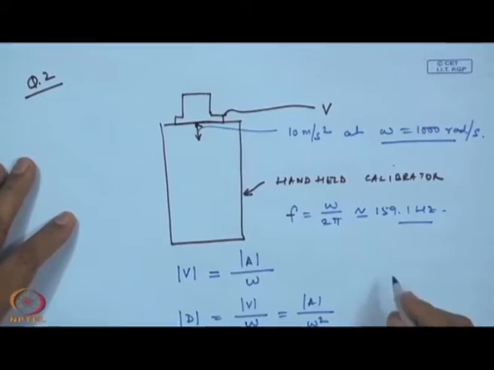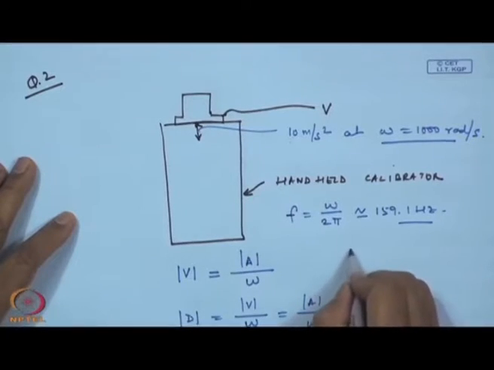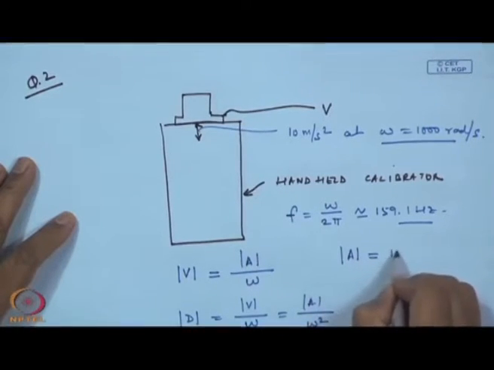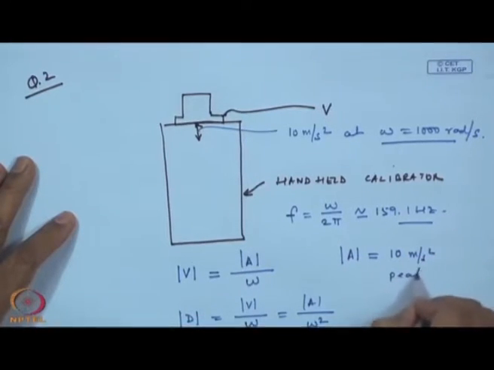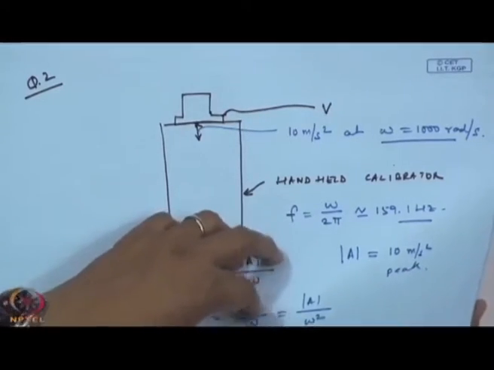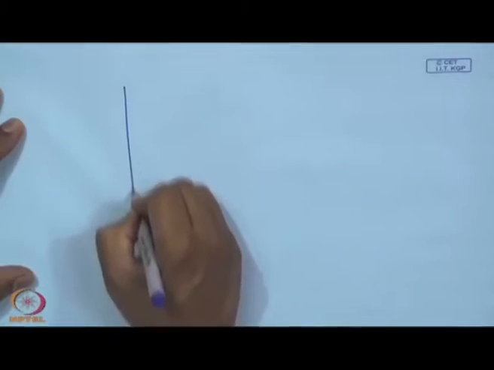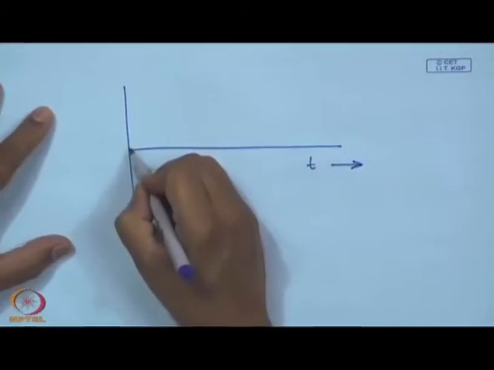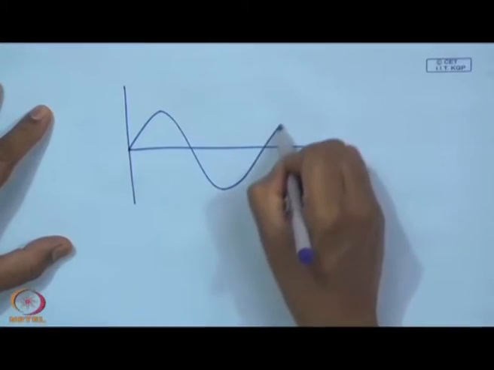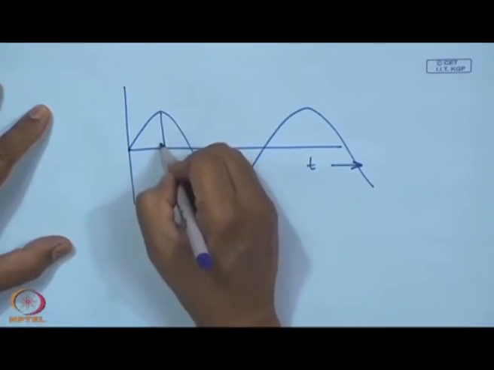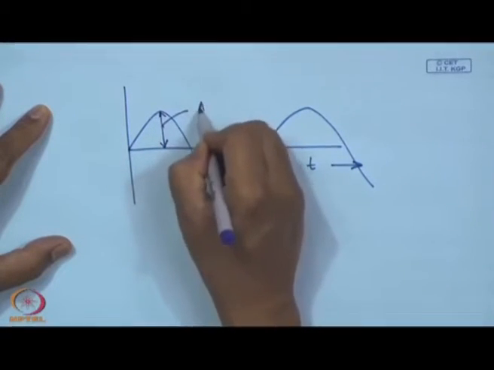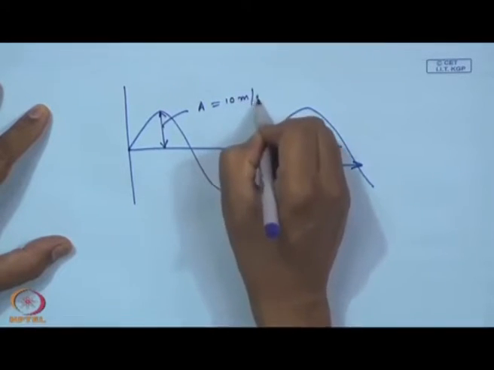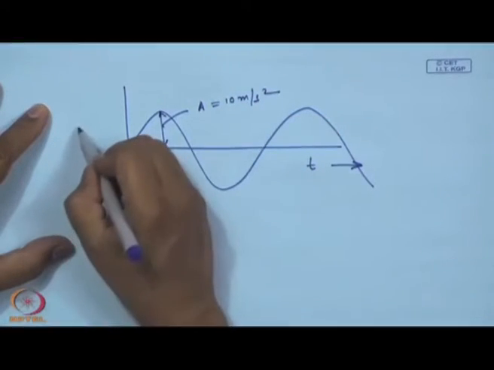Okay. So, in this case we have our acceleration magnitude is 10 meters per second square, and it says it is peak. So, that means if I was to plot the time history of such a signal, this value A is nothing but 10 meters per second square. This is the acceleration waveform.